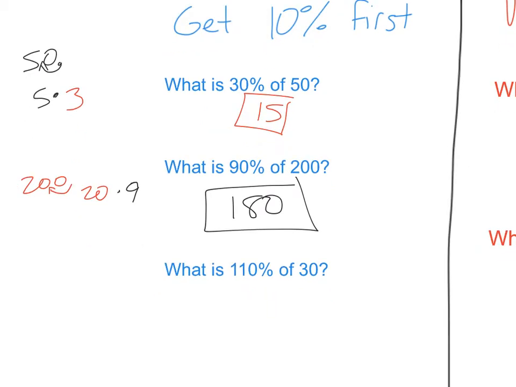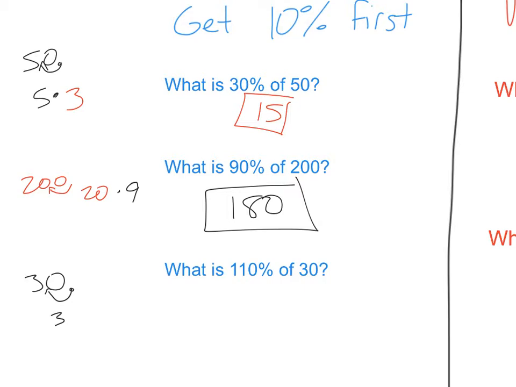And then down here, what's 110% of 30? Ooh, interesting. Okay, so still going to do the same thing. What is 10% of 30? Well, let's see. 30, where's my decimal? It's right there. Move it to the left. So 10% of 30 is 3.